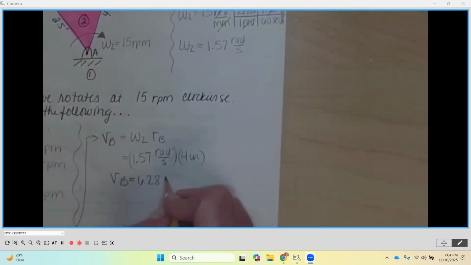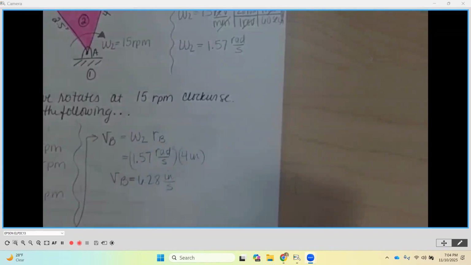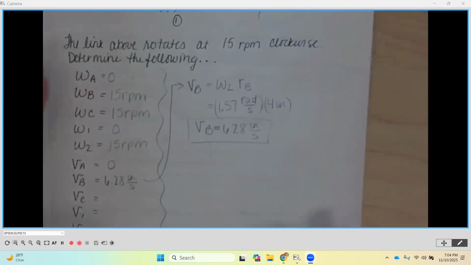And I've already got units, inches per second. Are we in agreement? What happened to the radians? They don't just disappear. They magically disappear. That's right. Yes. So there's our answer. Oh, good one, Tyler. Yeah. 6.28 inches per second. Okay. Awesome. Any questions on that?